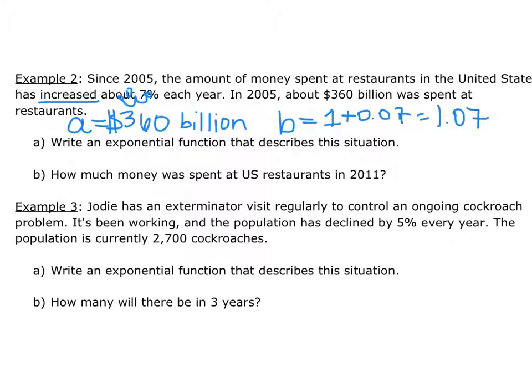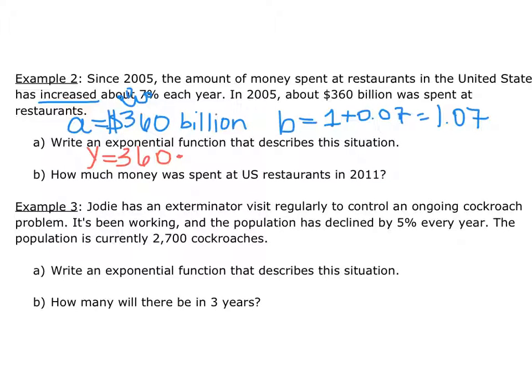All right. So A says, write an exponential function that describes this situation. So we're going to say y equals. We begin with $360 billion, so we're going to say 360 times. And here's the thing, I'm going to leave it at 360 because if I wrote out billion, that would be a lot of zeros. And your calculator will give you scientific notation, which is not fun to do. So we're going to leave it as 360, and in our answer, we know we're going to add that billion.